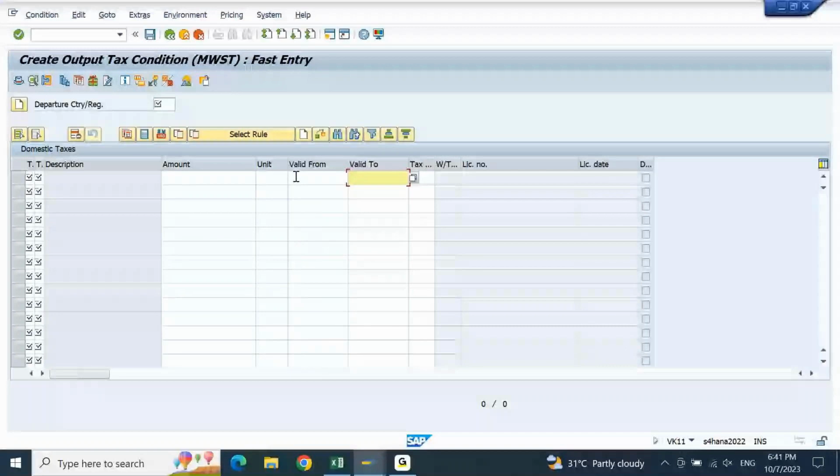So, sir, mostly the condition-based tax process is only used, right? Correct. Majoritarily, only that is used. You're right. Okay. Thank you so much, sir.